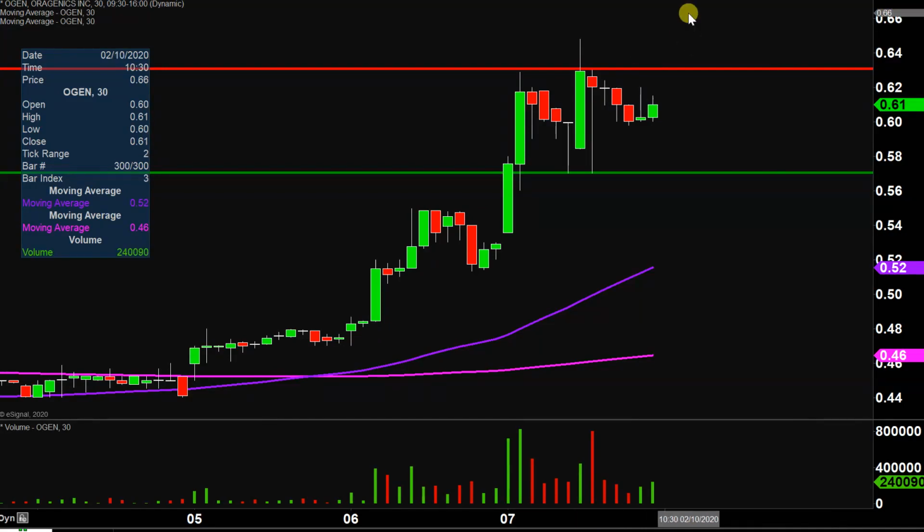All in all, though, fantastic way to end the week. Huge volume, nice price movement. So this one, I'm sure, will pop up on quite a few people's scanners over the weekend. So let's see if the price can build upon this momentum next week.